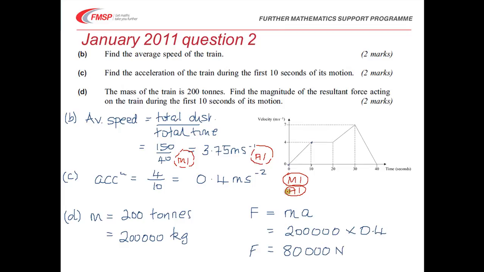And then in part D, again 2 marks. As long as you were multiplying the mass times the acceleration, even if you didn't actually remember to bring it into kilograms, you would have got a method mark, and then you got an accuracy mark for getting it completely correct.